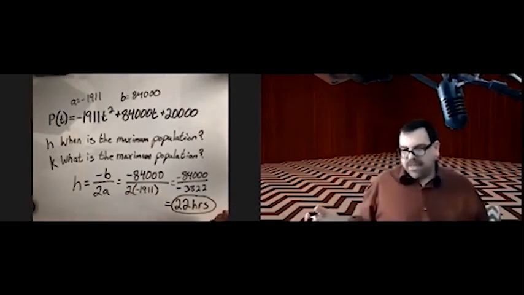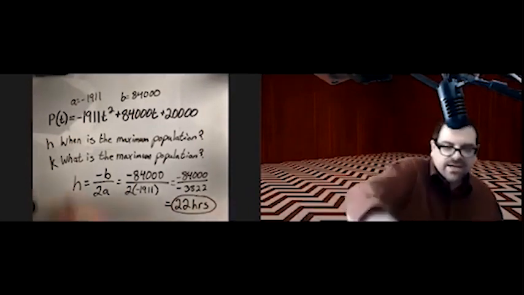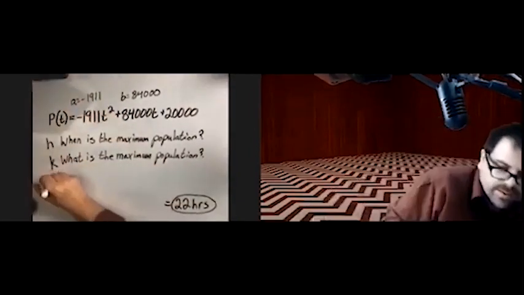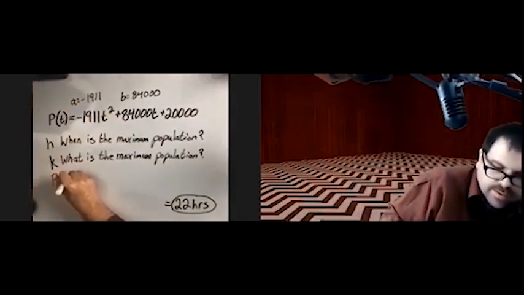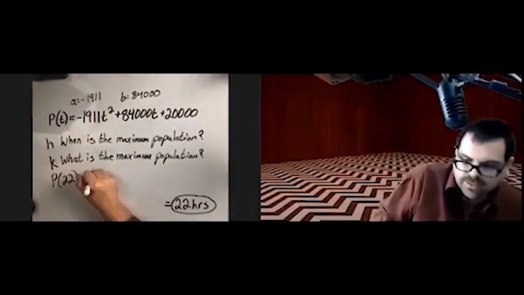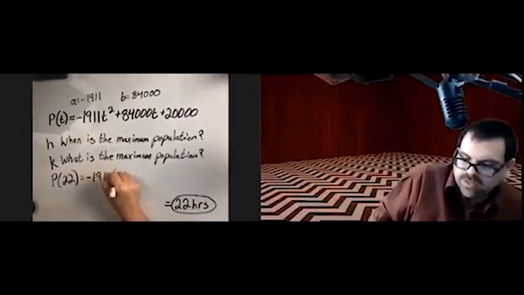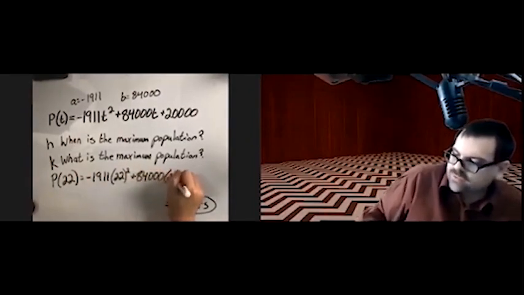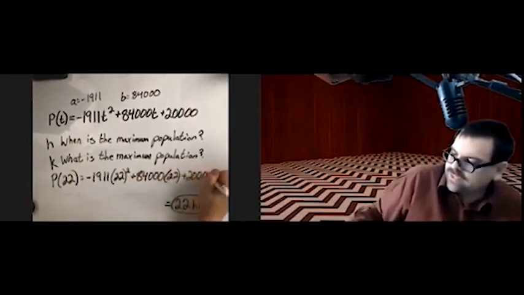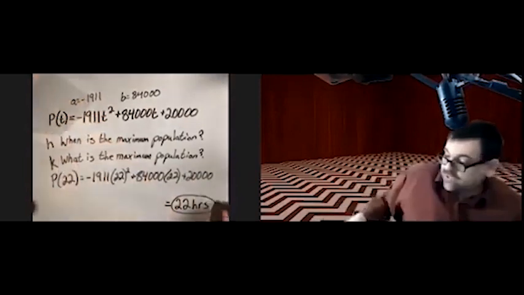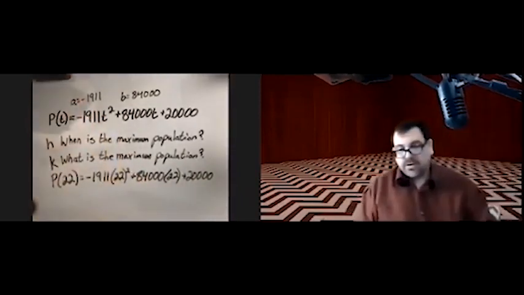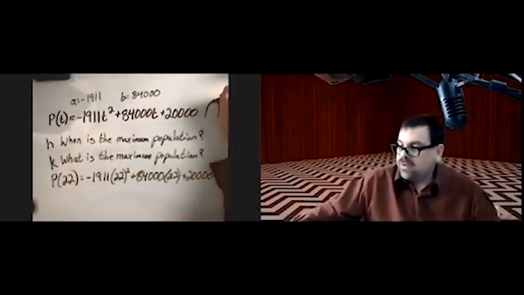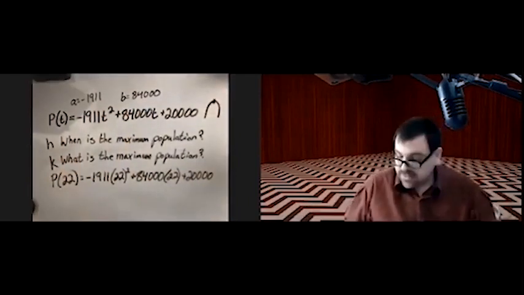What is the maximum population? Well, for that, we would need to find P of 22. We would need to find what we get when we plug 22 in. Negative 1,911 times 22 squared plus 84,000 times 22 plus 20,000. So at 22 hours, we get a max population. And again, the reason it's a maximum is because a is negative. It's a parabola opening down. The vertex is a maximum point.